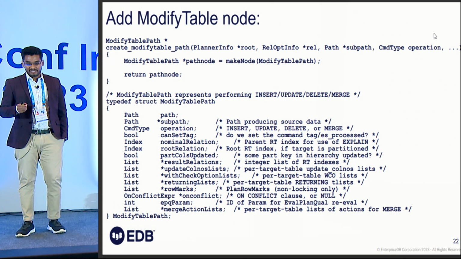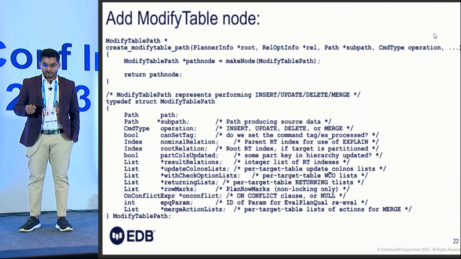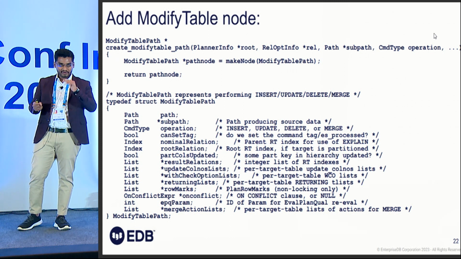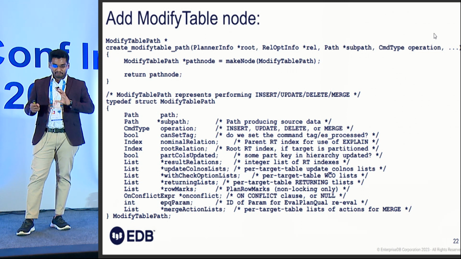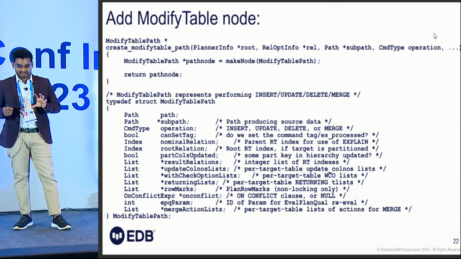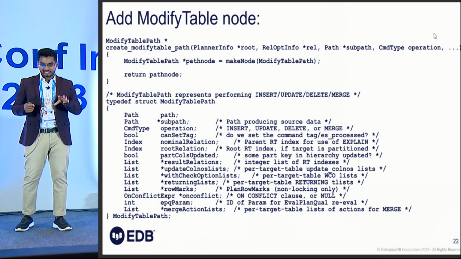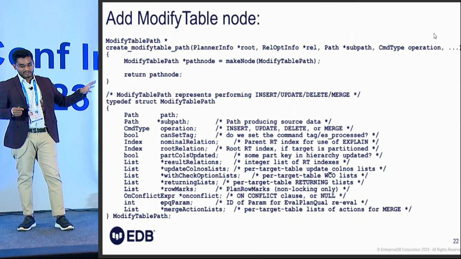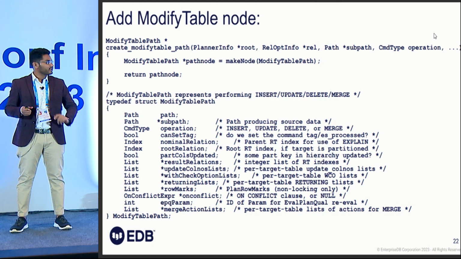As I mentioned earlier, the important function in the case of DML queries is create modified table path. This function adds the modifiable path into the available path list. The main data structure we need is the modified table path data structure, which has multiple elements in it. The task of create modified table path is to fill those entries and give it to the grouping planner. So this is the main important data structure in the case of DML queries.